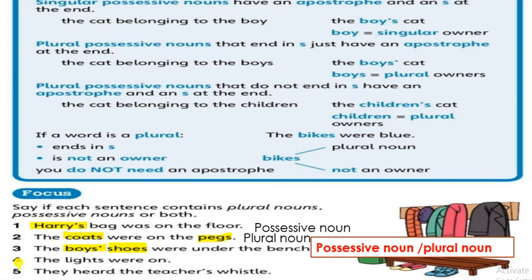So let's look at number 4. The lights were on. Very good. What about the word lights? Yes, the word lights is plural. So here we have a plural noun. Let's go to number 5. They heard the teacher's whistle. So here we have the teacher's, apostrophe s. So it's a possessive noun.